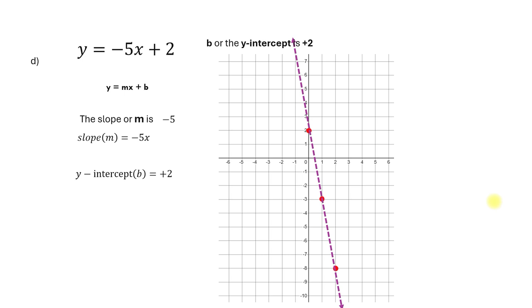Now, I have made a mistake on this. In the previous question, I made note of the fact that a slope is not -5x. It is just the coefficient in front of the x. So as this is written right now, I've written it wrong. So let's ignore the x. The slope is actually -5.